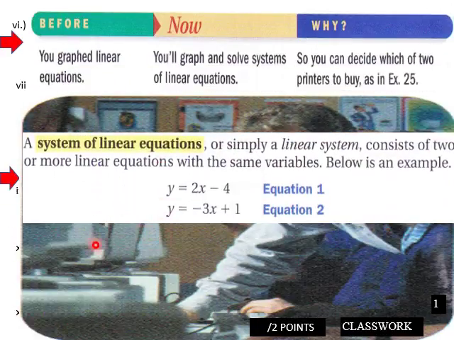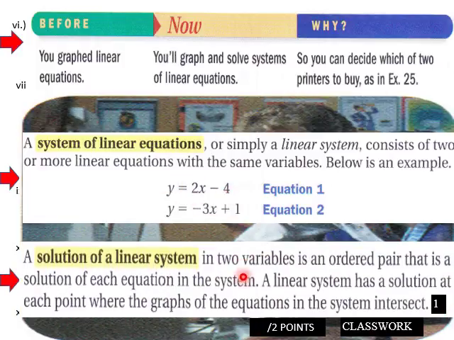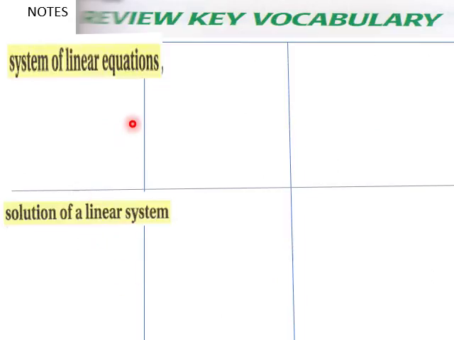Into our lesson today, 8.8, a system of linear equations. Here we have a system, equation 1 and equation 2. How would we find a solution to this system? A solution in 2 variables is an ordered pair that is a solution of each equation in the system. A linear system has a solution at each point where the graphs of the equations intersect. So basically a solution of this system is the intersection of these 2 lines.